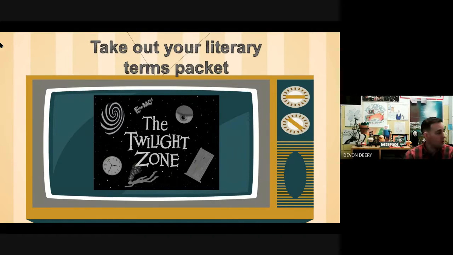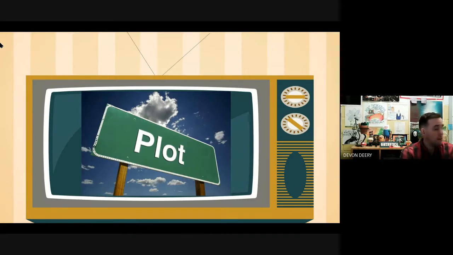Our first short story is going to be an episode of The Twilight Zone, and we're going to be focusing on plot. This is a perfect story to focus on plot because it's an old TV show and it just perfectly follows that formula of the plot diagram which we're going to discuss today. Okay, so here we go.